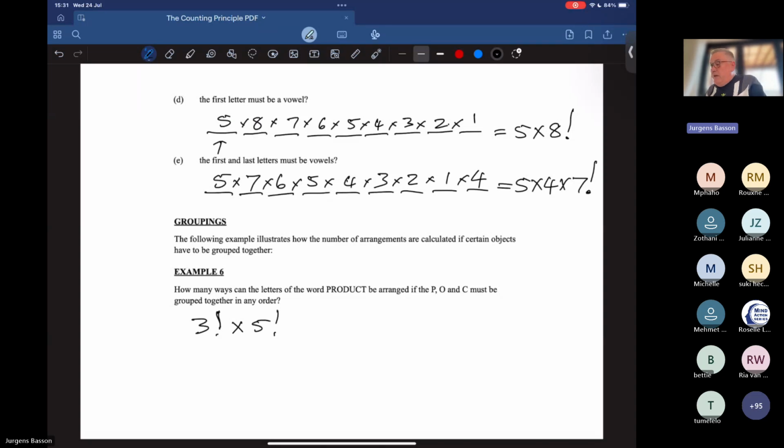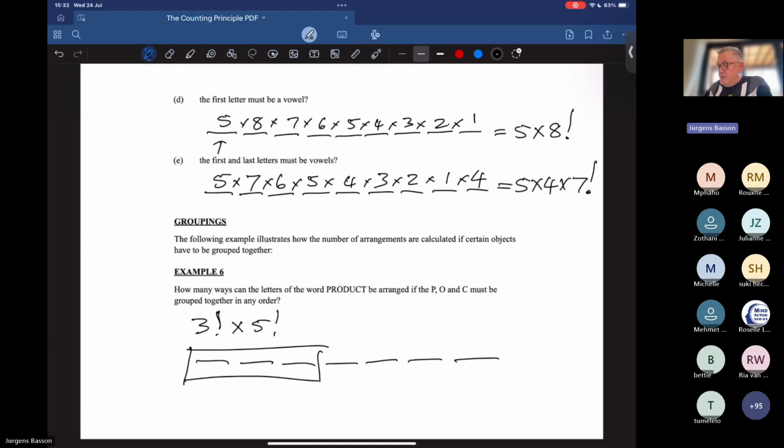So if I quickly make a drawing for you, we also do it with the lines, and you will see my 7 lines for the 7 letters of product: 1, 2, 3, 4, 5, 6, 7. And now I'm going to group the first 3. It doesn't matter where the 3 are, but I'm going to group these 3. This is now the P, O, and C, and that will be 3, 2, 1. So this gives us the 3 factorial. Now, you see this box, you count it as 1.